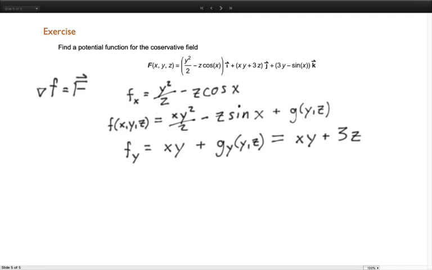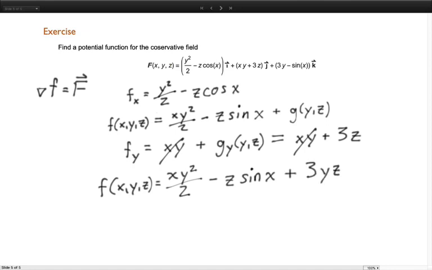And to figure out what g is, we're going to cancel out like terms, and realize that now we've got an expression: the partial derivative of g with respect to y is 3z. Okay, so that tells us about g here. So we'll rewrite f, with what we know about it, the same parts from above. But now when it gets to g, I know its y derivative is 3z. So taking an antiderivative, we get 3yz there.